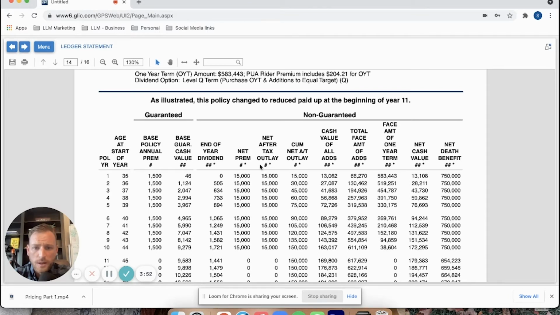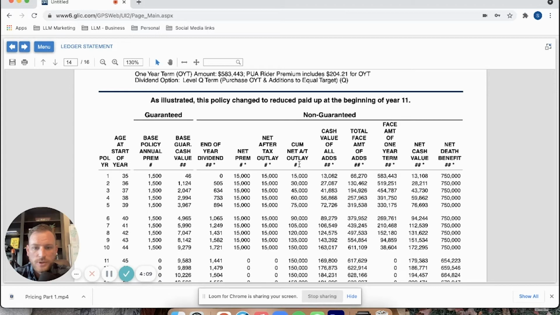So if you look at a couple columns to call out here, the first one is base premium, policy premium. That just means that's the minimum or that expense that we're going to be paying in, that we have to meet in order to have the ability to put in $15,000 per year. In this case, we're doing that for 10 years.